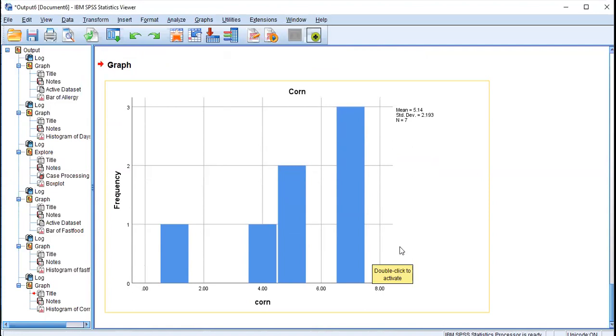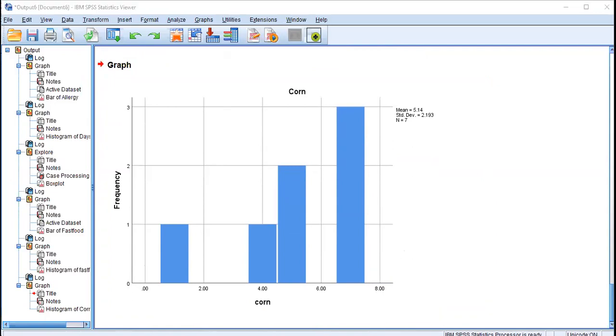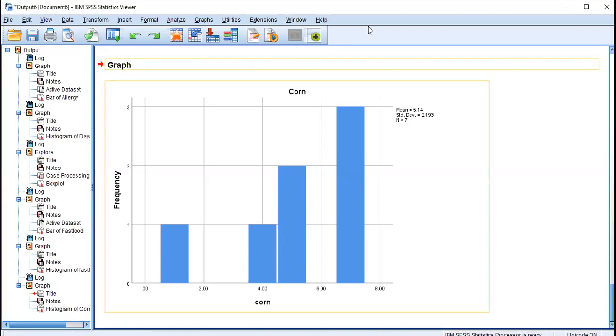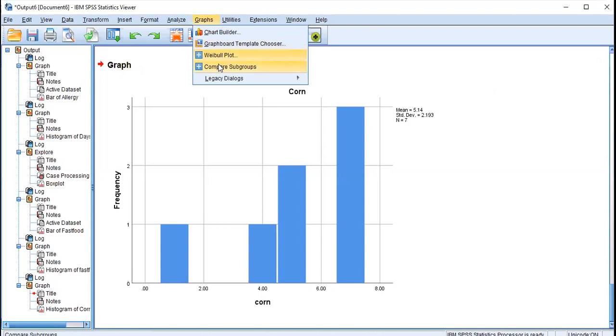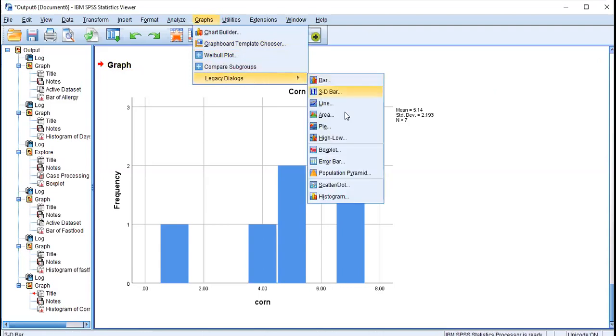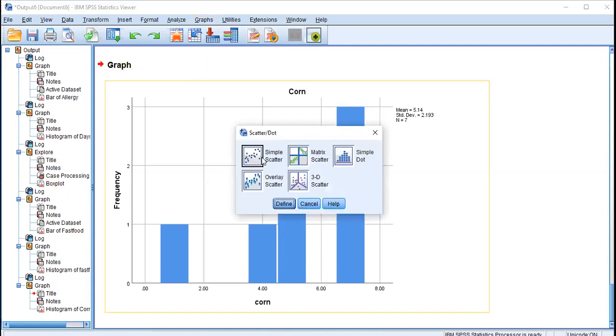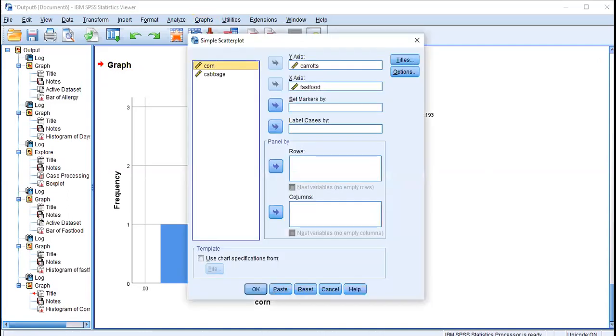kids are preferring corn. Now, coming to the C part of the same question, we have to create a scatter plot for fast food and carrots and print our results. So we have to create a scatter plot for fast food and carrots. Now, coming to the question, I'm going for graphs, legacy dialogues, and scatter plot. So scatter dot I've got, simple I've done. I'm going for define, and I have to create a scatter plot for fast food and carrots. So fast food and carrots, and so I'm just resetting it.